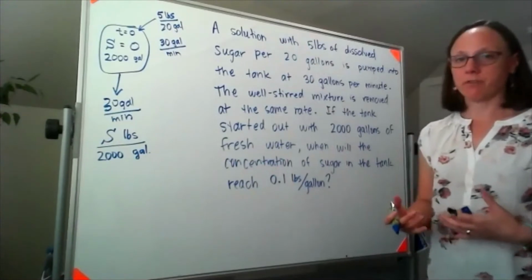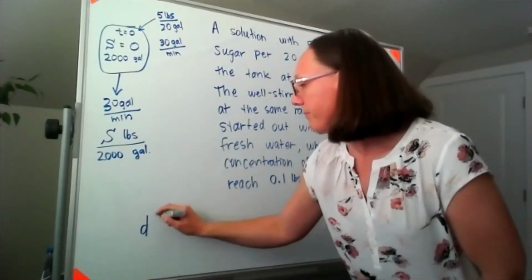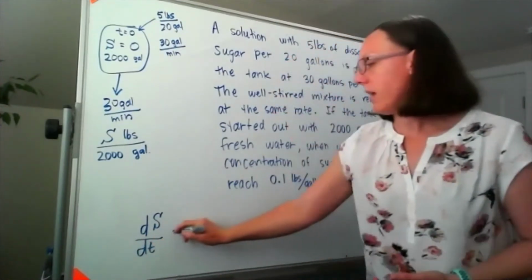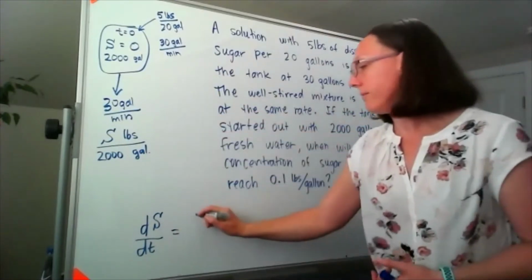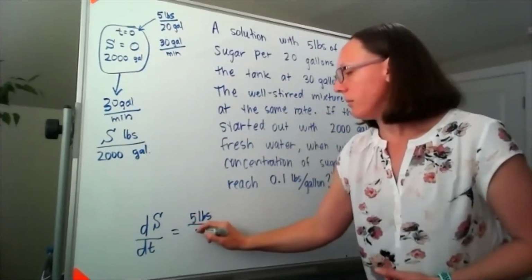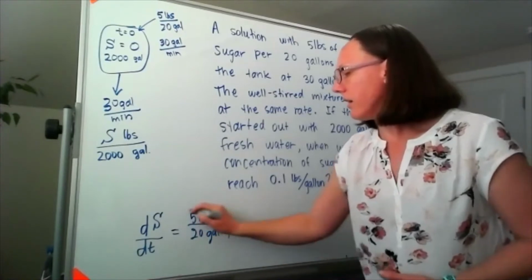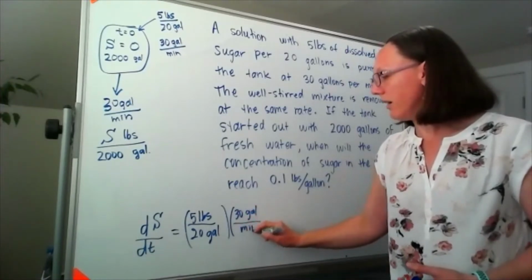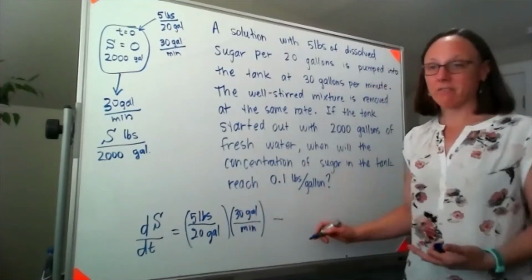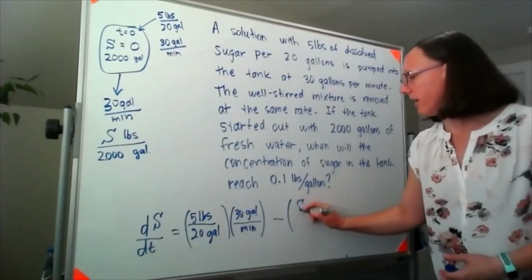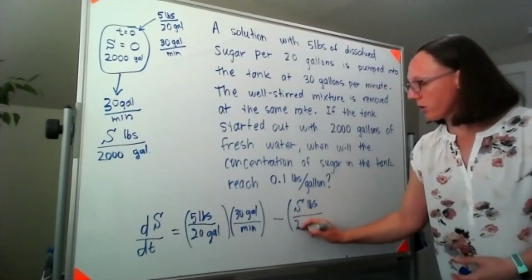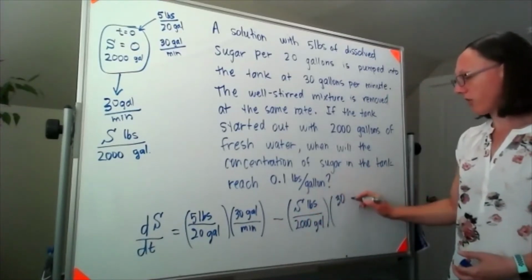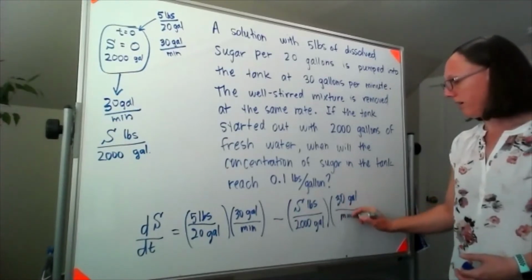So now we can set up our differential equation for the rate of change of the amount of sugar in the tank. And now I'm looking for what's coming in. So we've got 5 pounds per 20 gallons coming in, and that's coming in at a rate of 30 gallons per minute. And what's leaving has a concentration of S pounds per 2,000 gallons. And that's leaving at a rate of 30 gallons per minute.